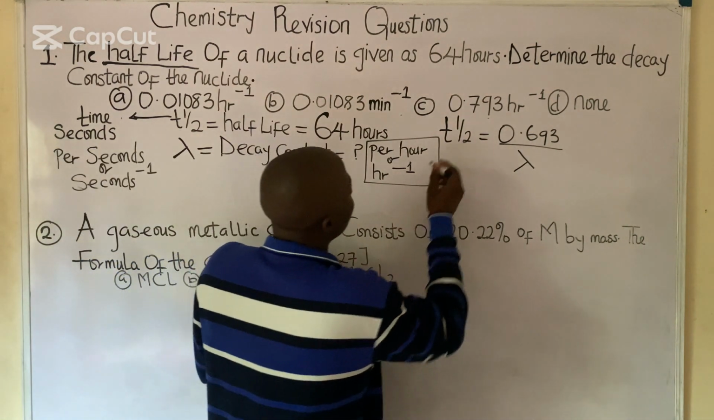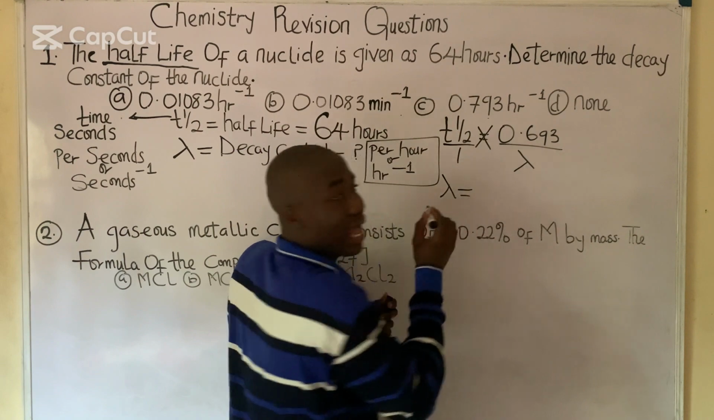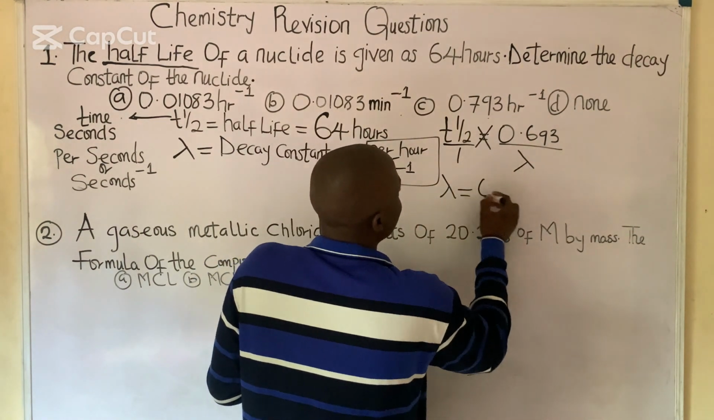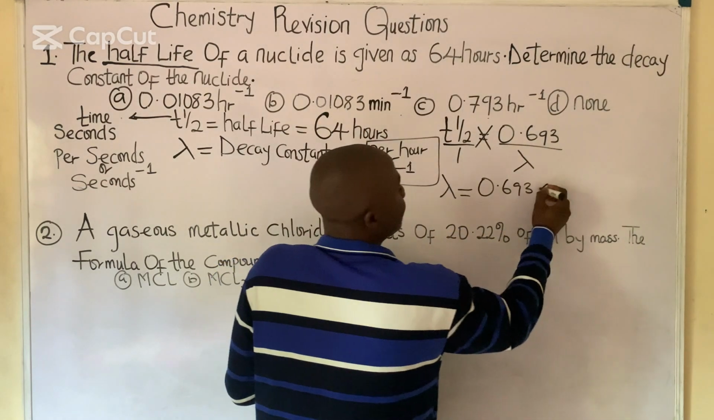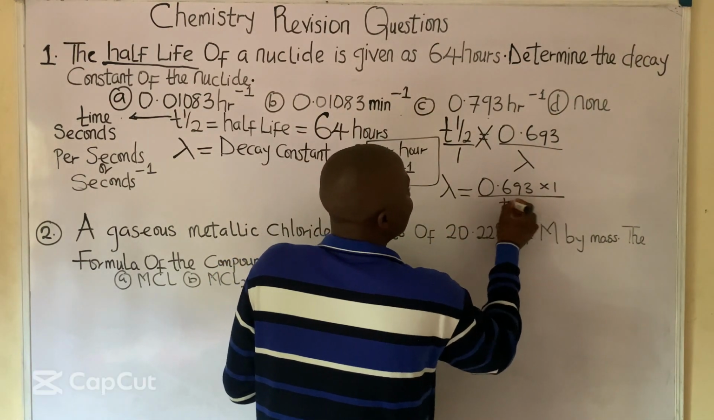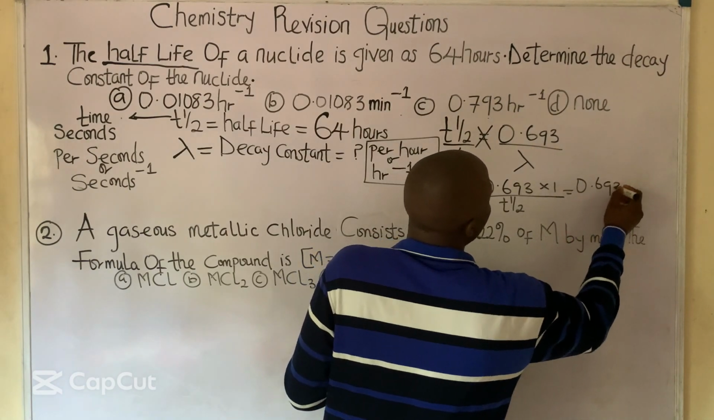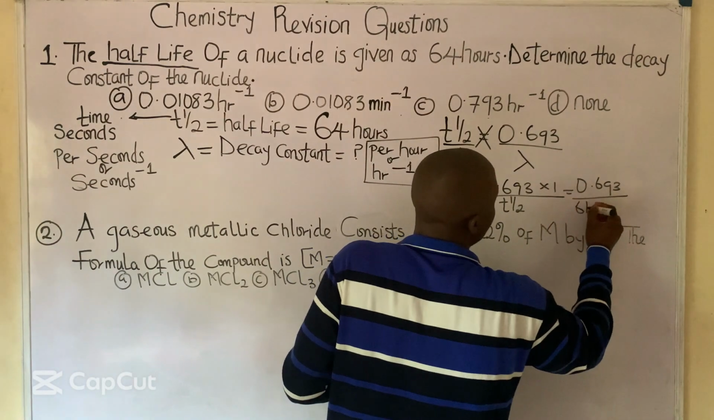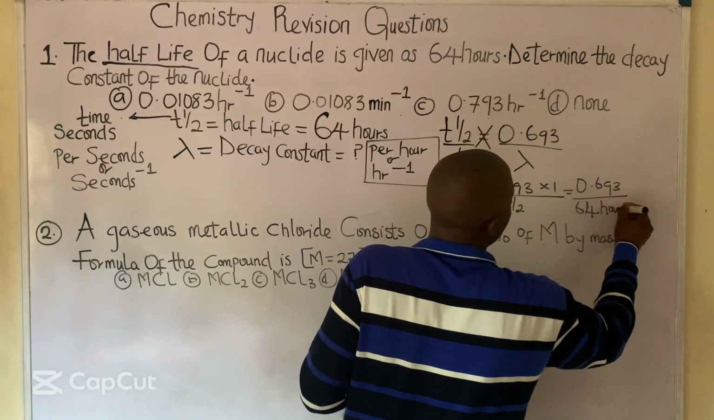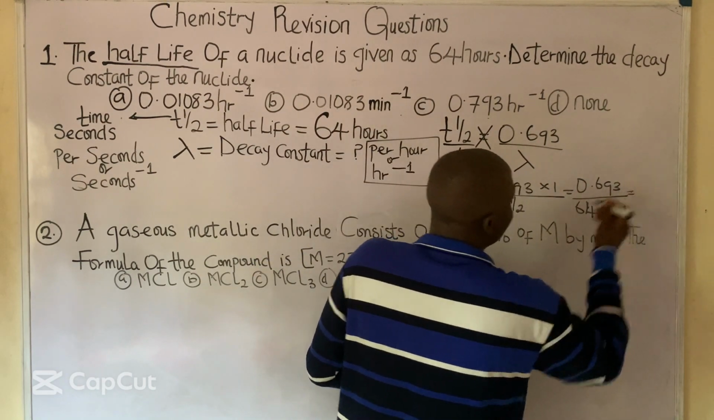So next we'll do is to make the decay constant subject, which is lambda, which will now be equal to 0.693 times 1 over the T-half, which is the half-life. So we then write 0.693 over what's our T-half, which is half-life. It is 64 hours. So here it becomes 64 hours. So what becomes our answer for the decay constant?